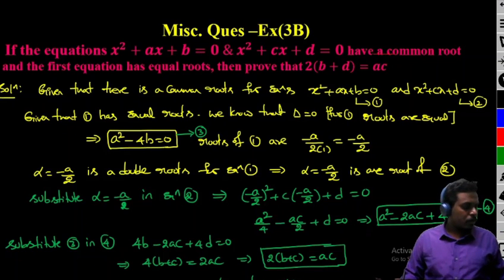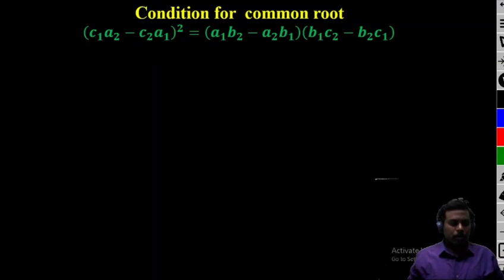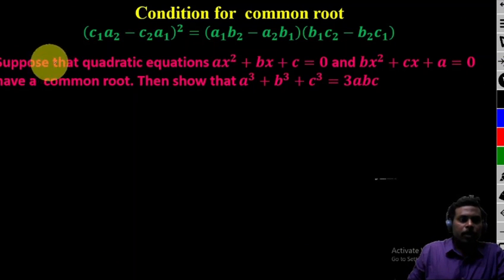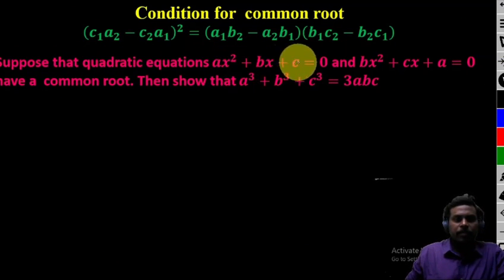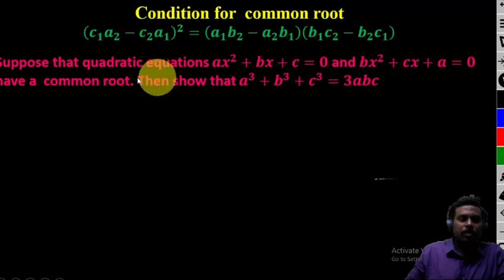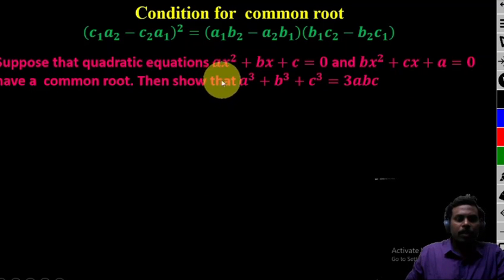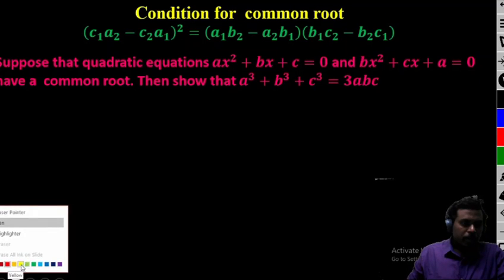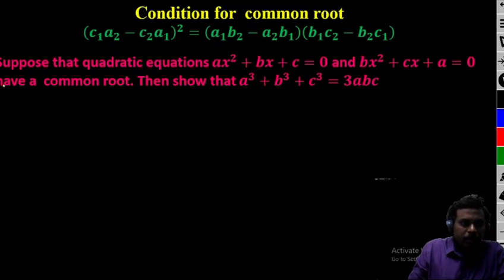Thank you. Okay, let us solve one more problem on the condition for common roots. Here is the problem. Suppose that the quadratic equations ax square plus bx plus c is equal to 0 and bx square plus cx plus a is equal to 0 have a common root, then show that a cube plus b cube plus c cube is equal to 3abc. So this is what you have to prove. Let us find out the solution for this. Here is the solution.